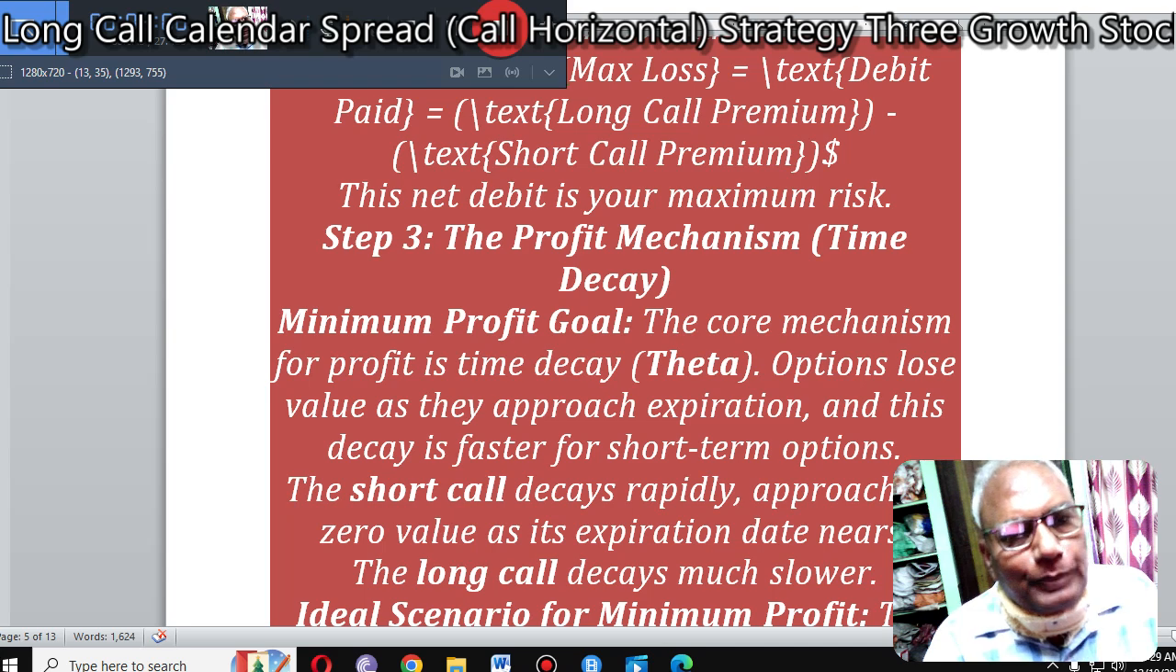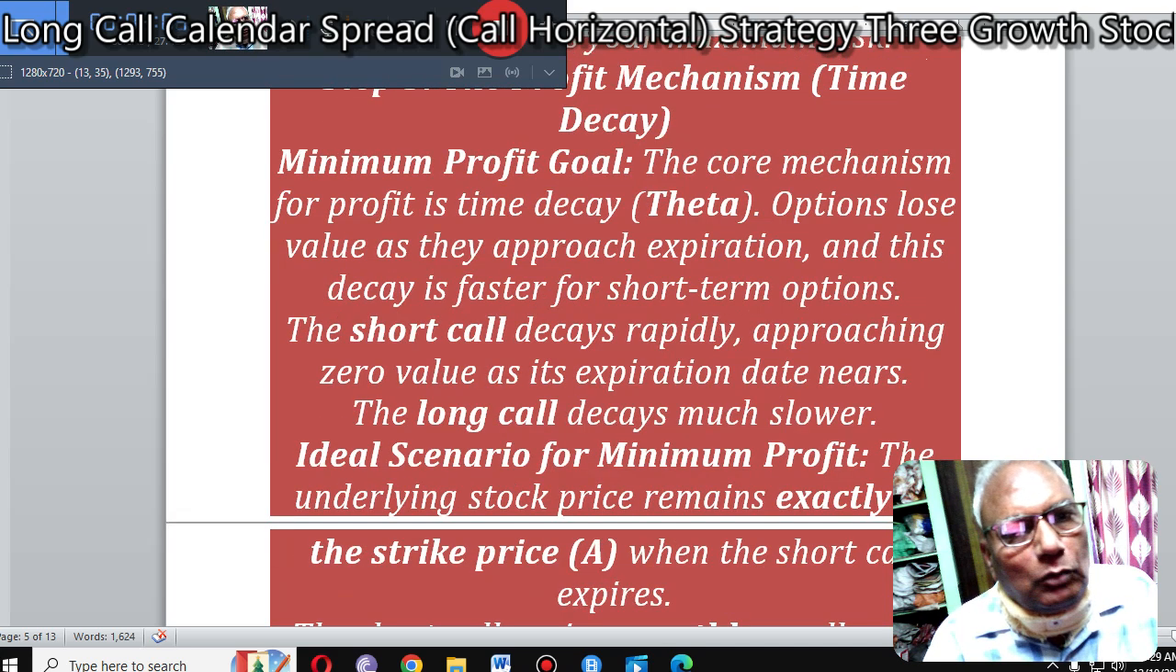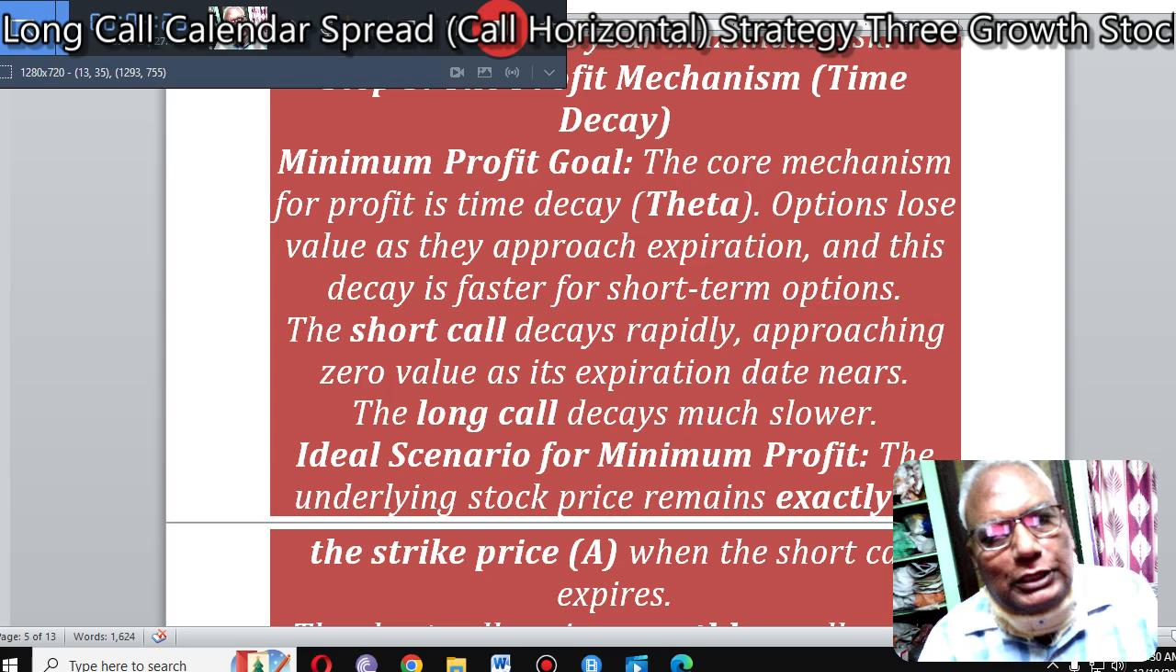Step 3: The profit mechanism. Time decay, maximum profit goal. The core mechanism for profit is time decay. Options lose value as they approach expiration, and this decay is faster for short-term options. The short call decays rapidly, approaching zero value as its expiration date nears. The long call decays much slower.